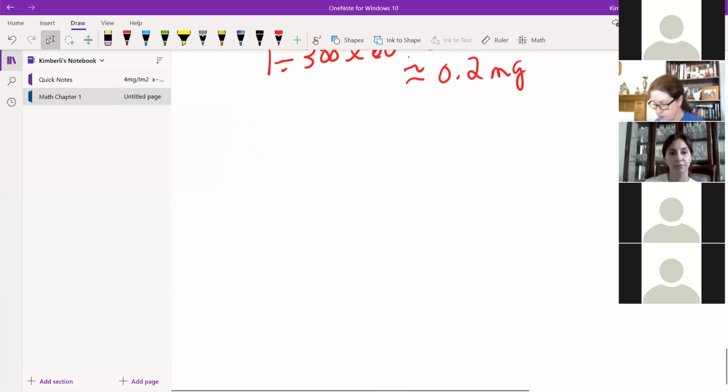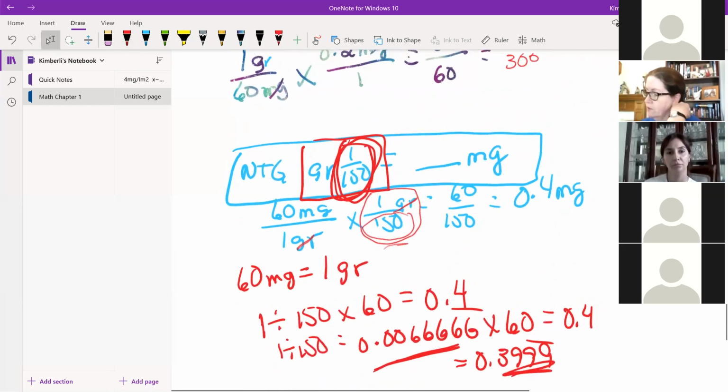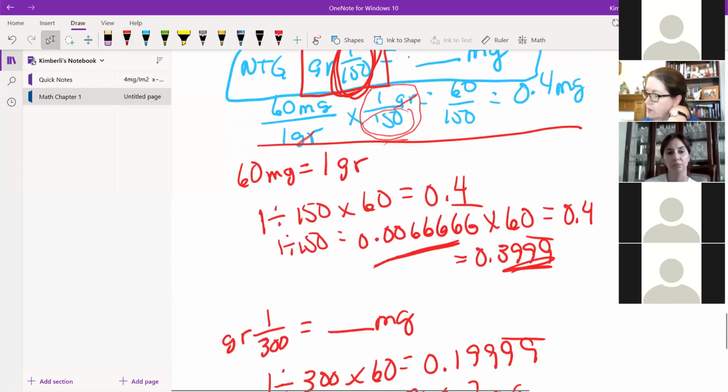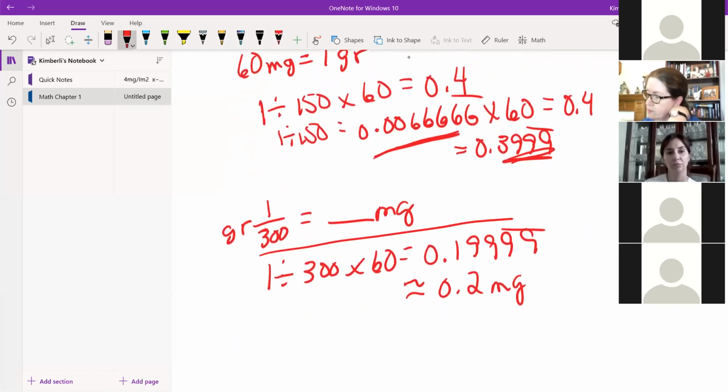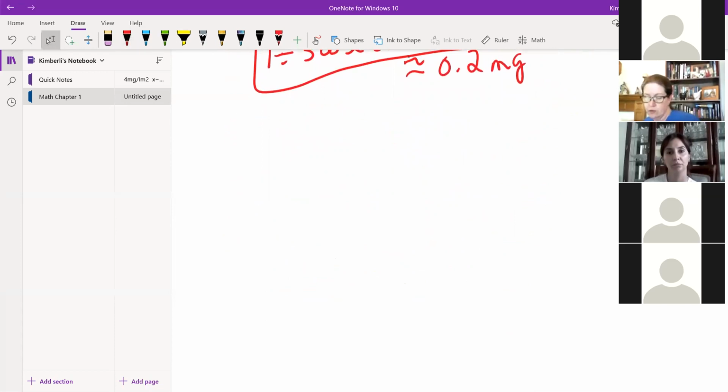When I was talking to you guys the very first day, there's more than one way to do these problems, and you can clearly see that here. You've got this whole setup, and then you've got this. Either way, you're going to get the correct answer, and that's the important thing. So whatever method looks good to you and works for you is what you should use.